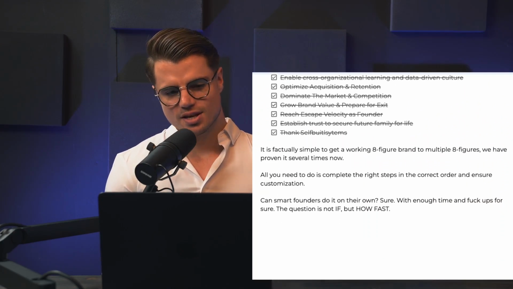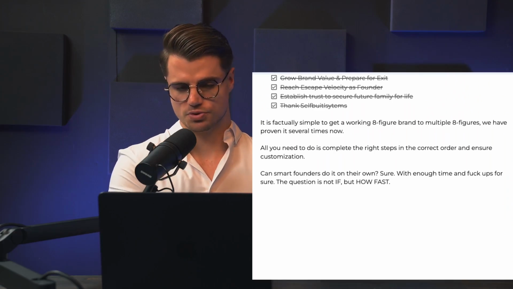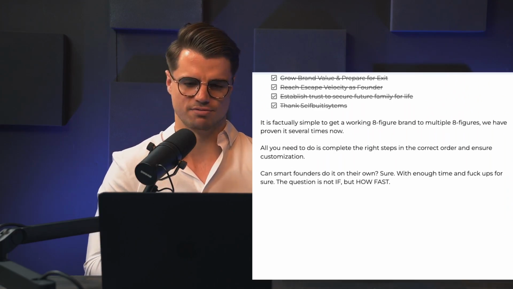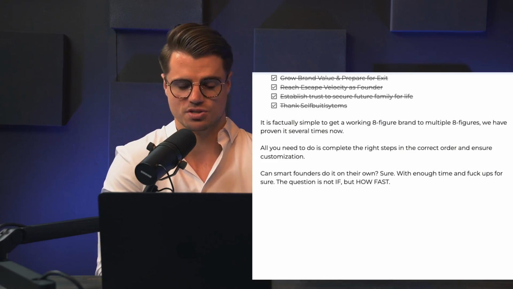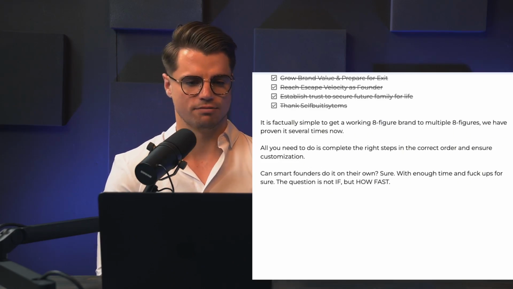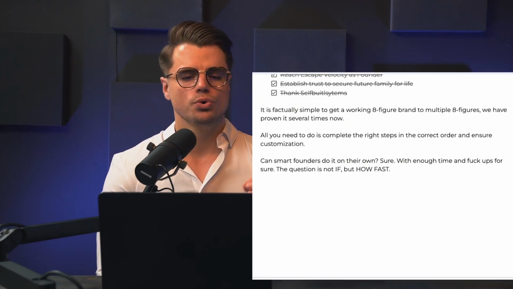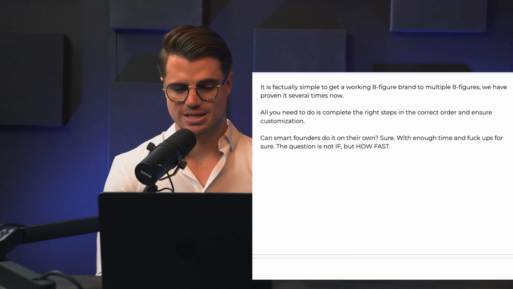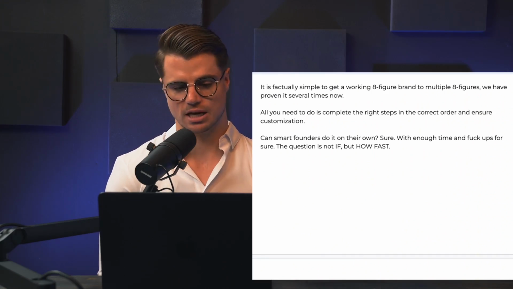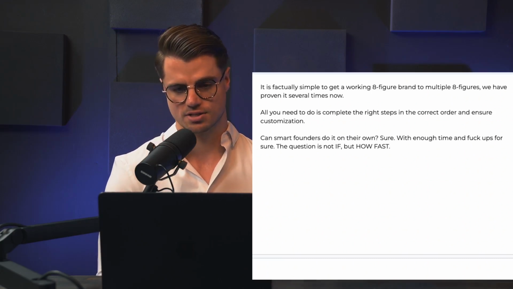Okay, so this is factually simple to get working, whether you're producing 5, 6, 7 figures or whatever. We obviously ideally work with 6-figure to 8-figure to 9-figure brands and situations. However, when you want to cross the 7 to the 8-figure mark, we have proven it several times throughout our case studies and stuff like that. All you need to do is complete the right steps in the correct order and ensure customization, because what I've seen many times is that there is simply a solving order that people seem to be missing when it comes to online stuff.